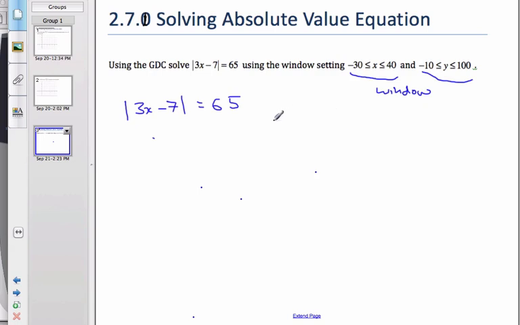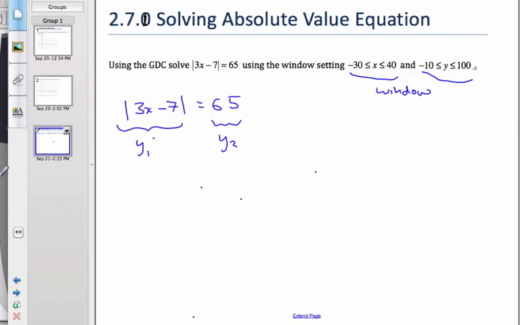Can I just put this in my calculator, Mr. Rops? Not the way it is. I have to break it up into two parts. I need to make one side y1, and the other side y2. I'm going to use the intersection method.